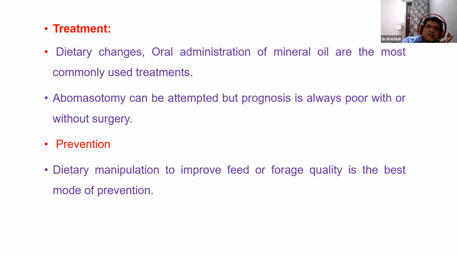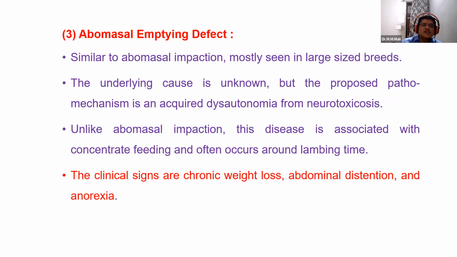The dietary changes are the primary treatment. Oral administration of mineral oil is the most commonly used treatment. Abomasotomy can be attempted, but prognosis is always poor with or without surgery. For prevention, dietary manipulation to improve feed or forage quality is the best mode of prevention. The next condition is abomasal emptying defect.